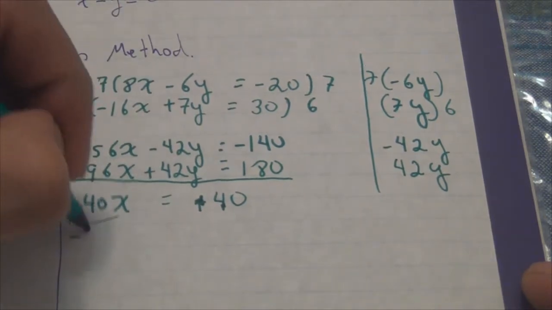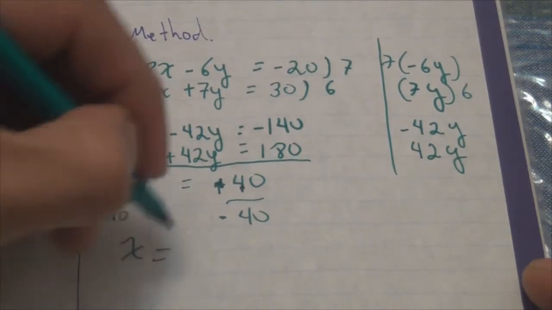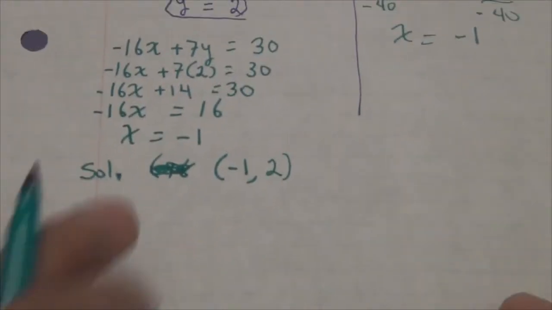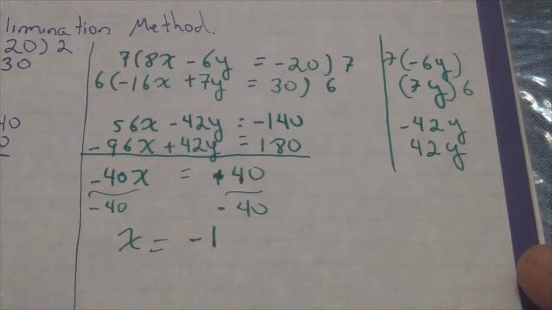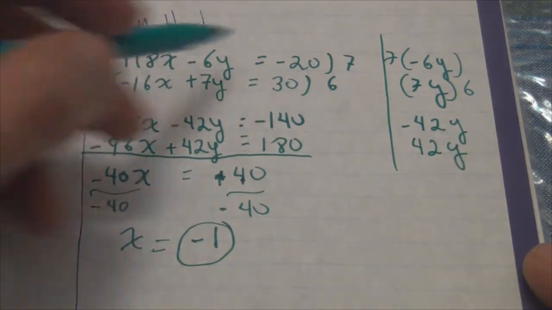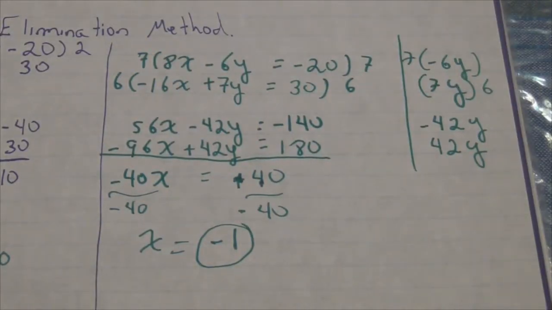Divide by negative 40 on both sides. And you get x being negative 1. And look, x is negative 1. To get the y, all you have to do is get this value for x and substitute it into one of the original equations. I'm not going to do that. I already showed you that it works both ways.